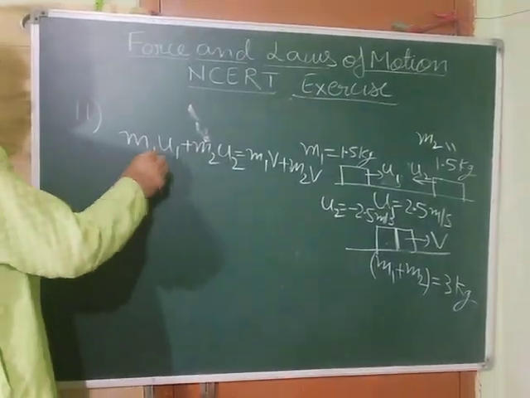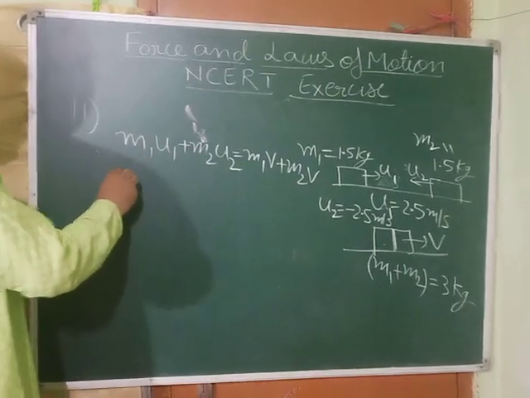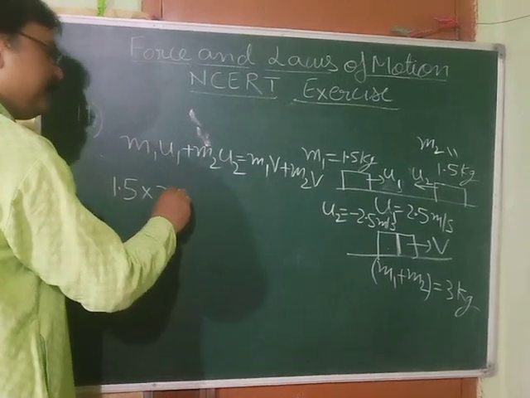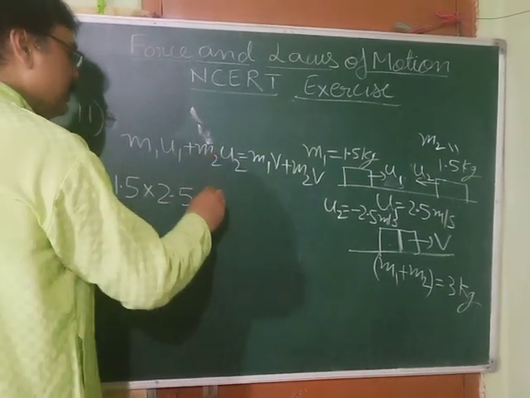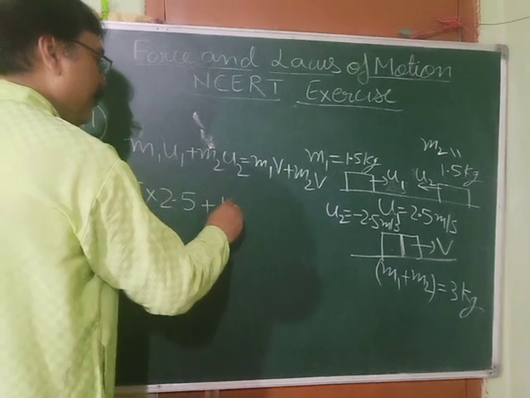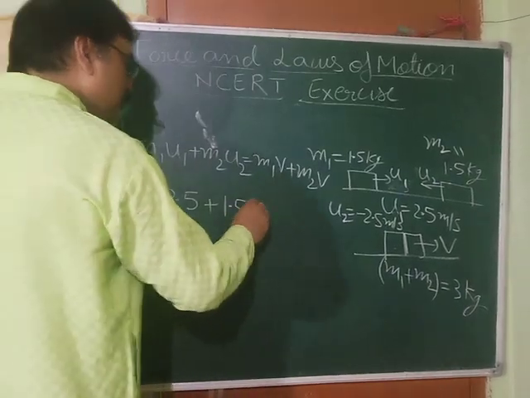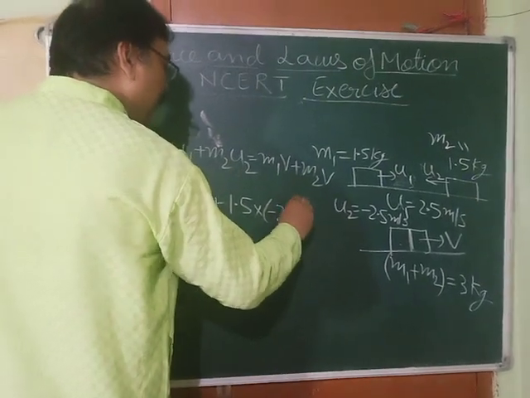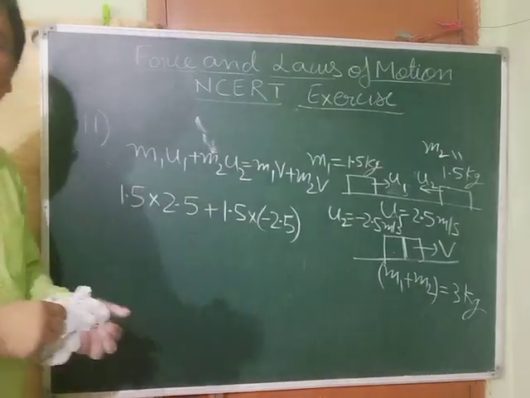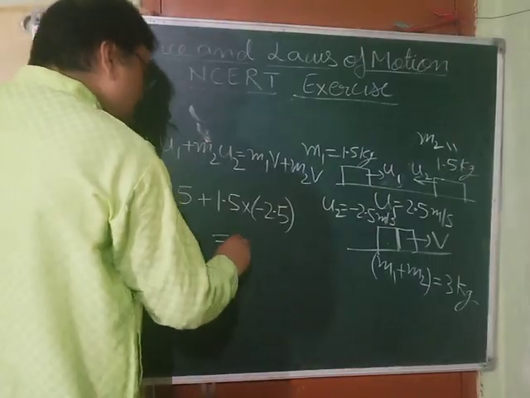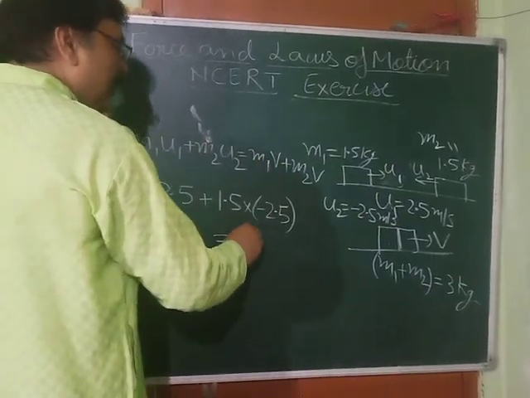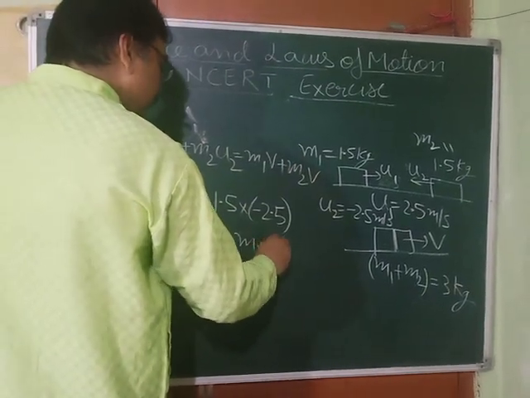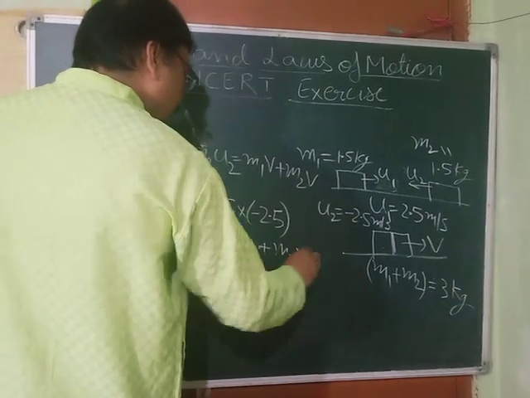Okay. So what can you write here? m1 is how much? 1.5. u1 is how much? u1 is 2.5. And what is m2? m2 is again 1.5. What is u2? u2 is minus 2.5. Why? Because of opposite direction. This is equal to m1 plus m2, we can take v common from here. We will get (m1 plus m2) into v.